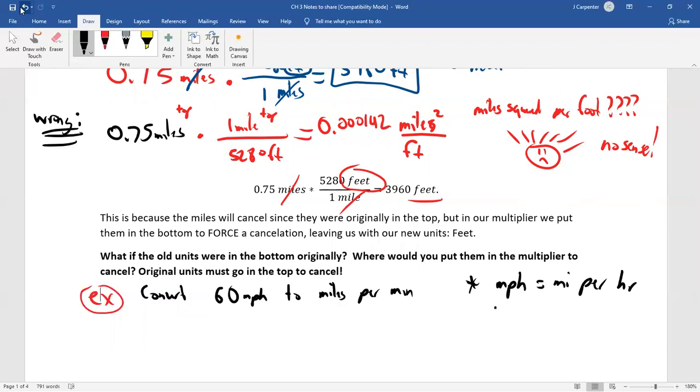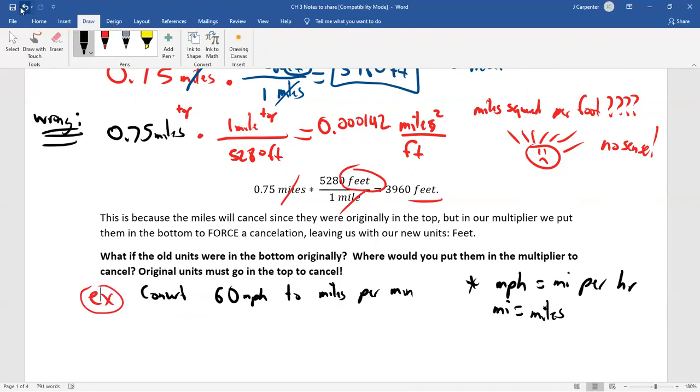Also, please know that MI is miles. I used to always give a test question that was basically just the abbreviation of M. What does it mean? Maybe 10% of my students would confuse M and say miles, but it's meters. M is meters, MI is miles. You've got to know that. So we're going to convert 60 miles per hour to miles per minute.